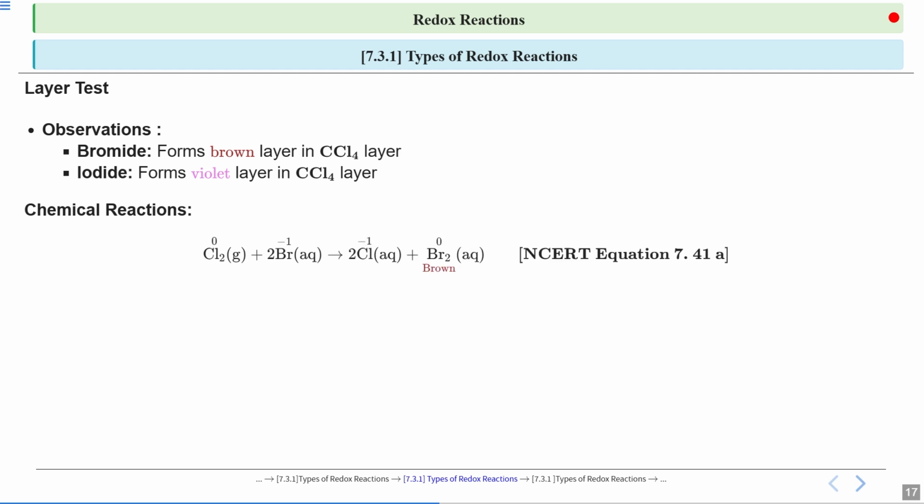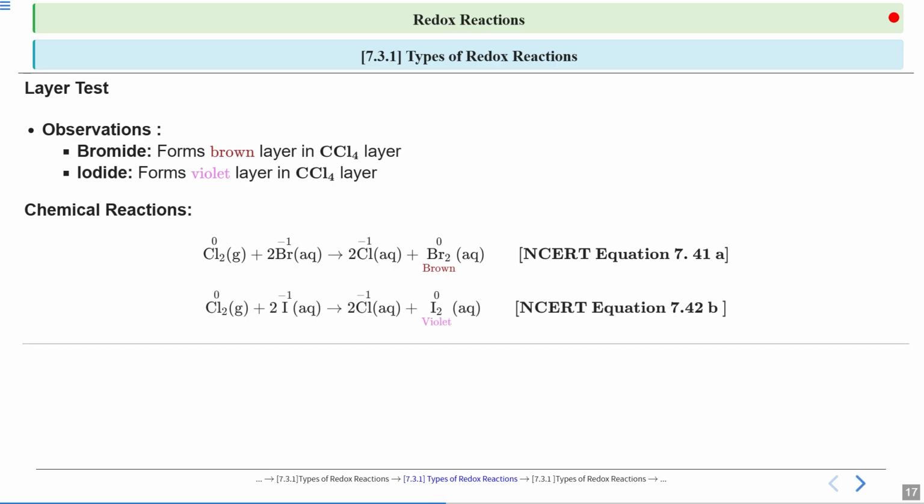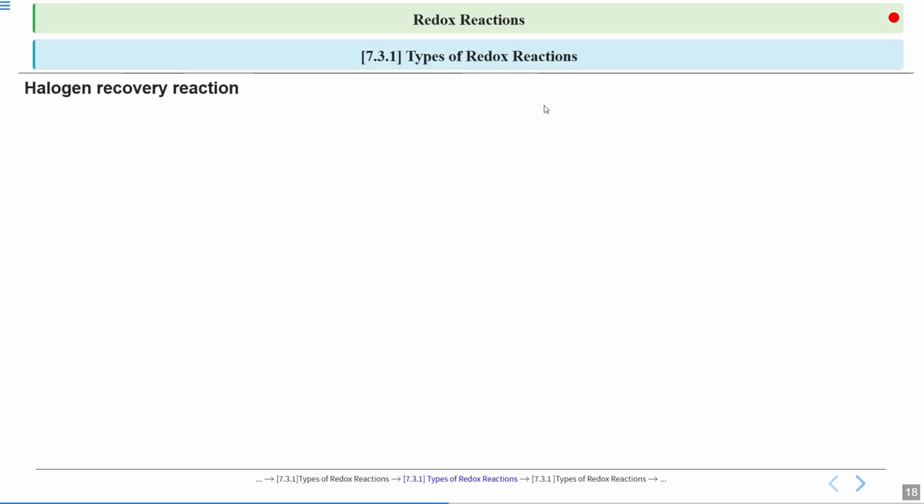The chlorine has reacted with bromide, forming 2Cl negative plus Br2, that would be of brown color, while the Cl2 has reacted with iodide, forming Cl negative and I2, that would be of violet color. So this brown and violet color can easily be seen as a brown colored and violet colored layer and can be easily distinguished. Now moving ahead to the halogen recovery reaction.